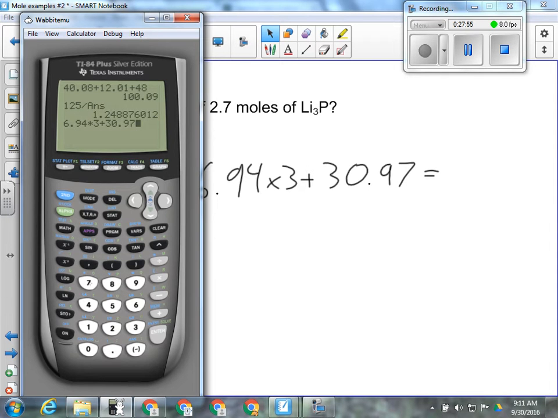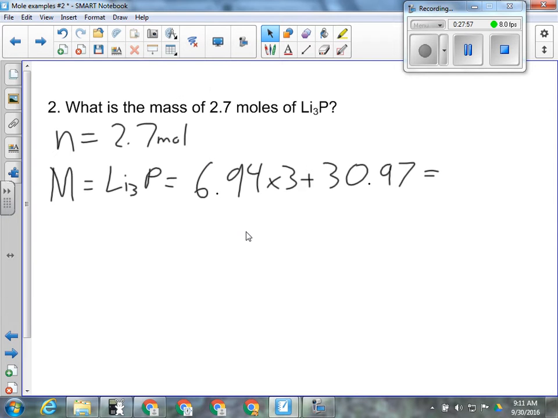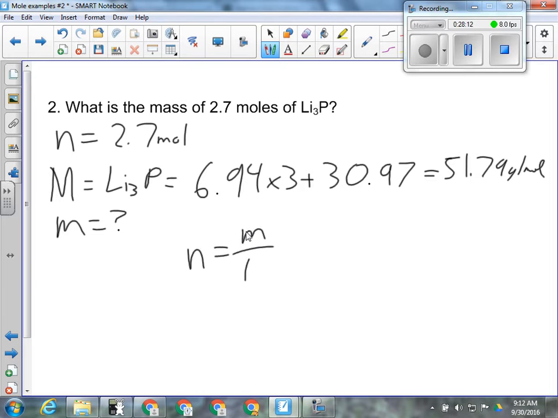All right, 51.79 grams per mole. I now have N and big M. The question asked me to find the mass. So N equals little m over big M. If I want to get little m by itself, I've got to move big M. I'm dividing by big M right now, so to move it, I do the opposite. What I do to one side, I do to the other, and I've solved now for little m.